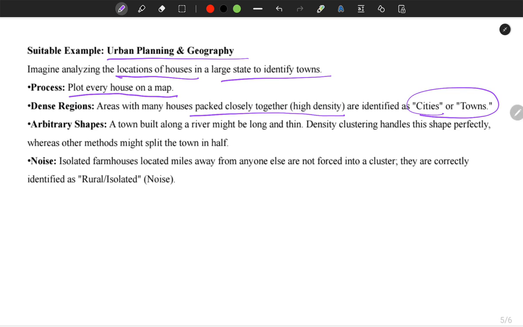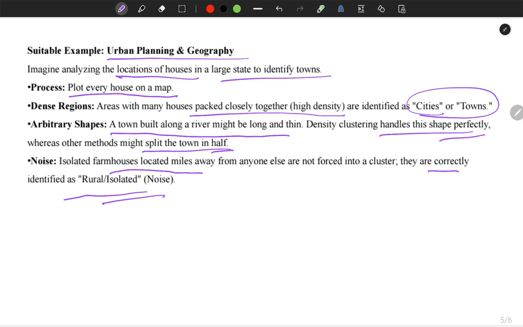A town built along a river might be long and thin. Density clustering handles this shape perfectly, whereas other methods might split the town in half. Okay, so this becomes more clear. I've drawn a diagram for this one also. Isolated farmhouses located miles away from anyone else are not forced into a cluster. They are correctly identified as rural, isolated noise or outliers. So these are the four things involved in analyzing the locations of houses to identify the towns.